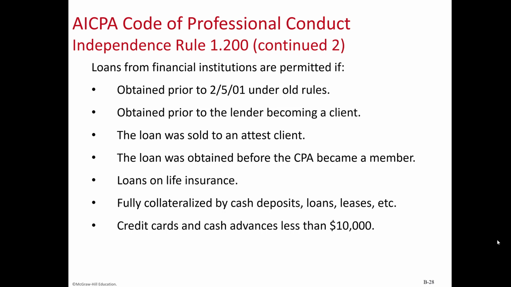Now let's talk about loans from financial institutions. They are permitted if they were obtained prior to 2/5/2001, if they were obtained prior to the lender becoming a client, if the loan was sold to the audit client, if the loan was obtained before the CPA became a covered member, if the loans are on life insurance, or if they are fully collateralized by either cash deposits, loans, or leases. And as long as these loans are credit cards and cash advances in the amount of less than $10,000, that is permissible.